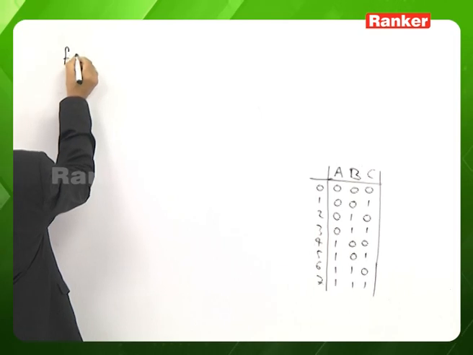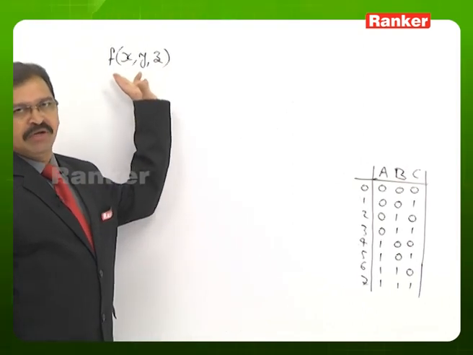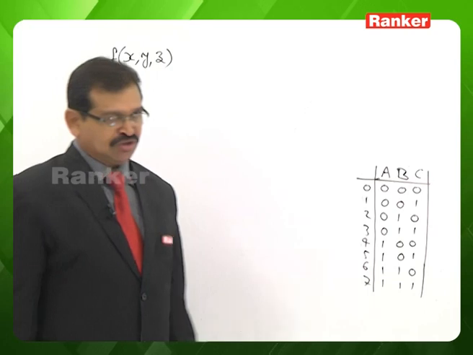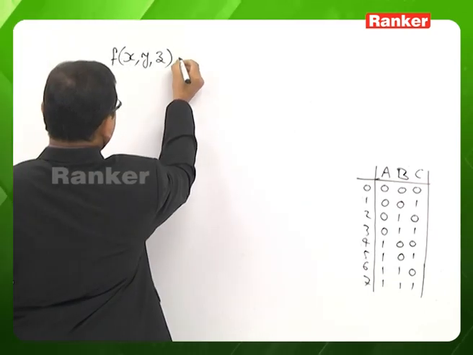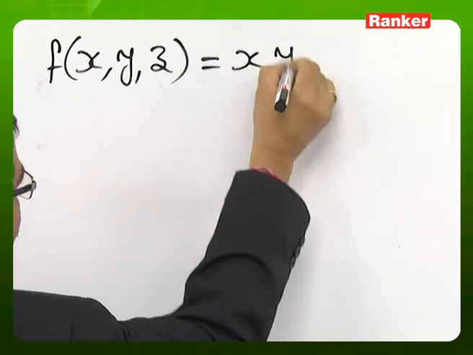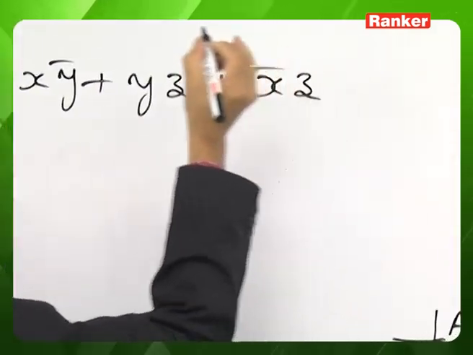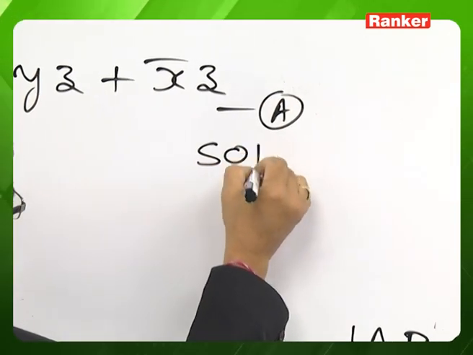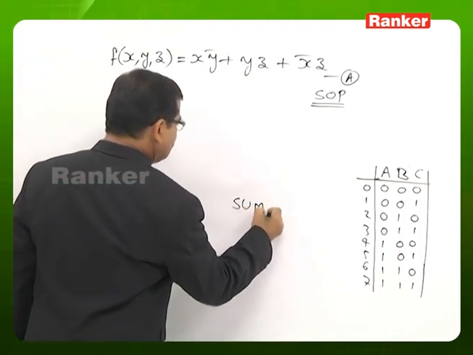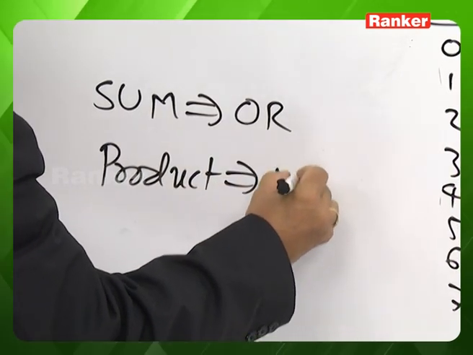Suppose you write the function f of x, y, z, as long as x, y and z are Boolean variables, the function f we are naming as the Boolean function or switching function. Suppose we have the Boolean function f as x y complement OR y z OR x complement z. This form of expression we are naming as sum of product expression. Here the word sum refers to OR operation, and the word product refers to AND operation.